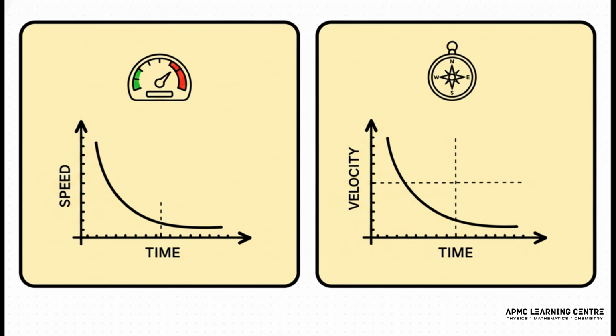See, speed is what we call a scalar. It only cares about how fast. That's it. So a speed time graph is always positive. It can never go below that 0 line. But velocity is a vector. It tells you two things: how fast and in what direction. And that's why a velocity time graph is so powerful. It can go into negative territory to show you that the object is turned around and is heading back.